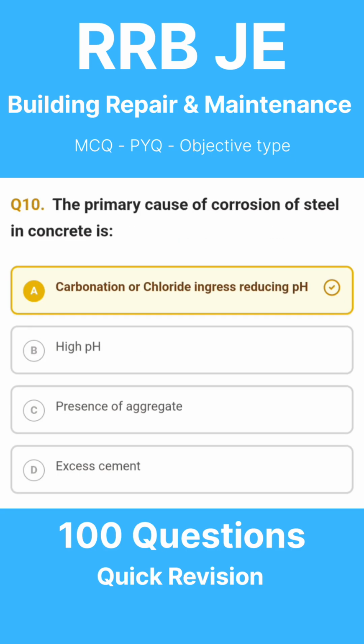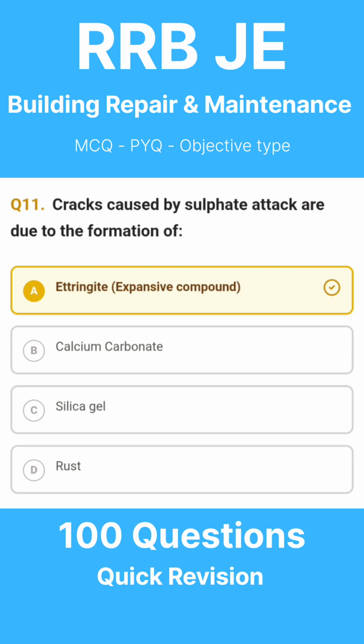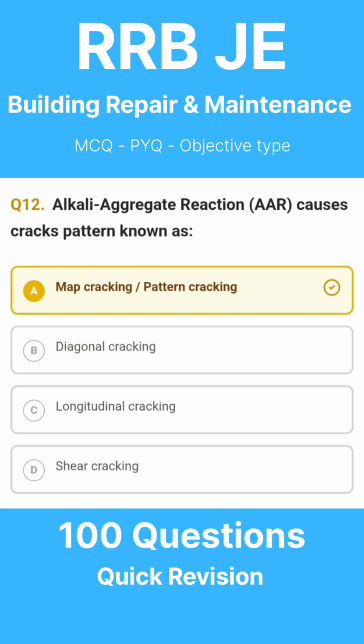Question 10. The primary cause of corrosion of steel in concrete is. The correct answer is carbonation or chloride ingress reducing pH. Question 11. Cracks caused by sulfate attack are due to the formation of. The correct answer is ettringite expansive compound. Question 12. Alkali aggregate reaction causes cracks pattern known as. The correct answer is map cracking or pattern cracking.